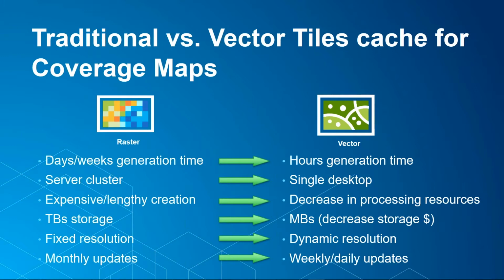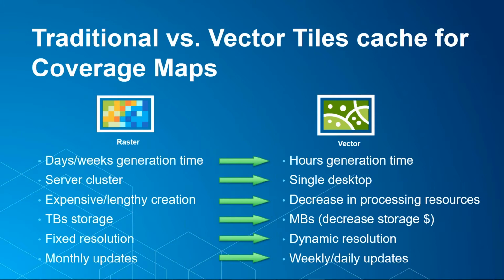You also see a decrease in processing resources. So everything from the amount of servers required, the amount of data that it takes, to the amount of storage that is required to store it, all of that reduces. And you go from terabytes of storage down to megabytes, and we'll see that in an example here.